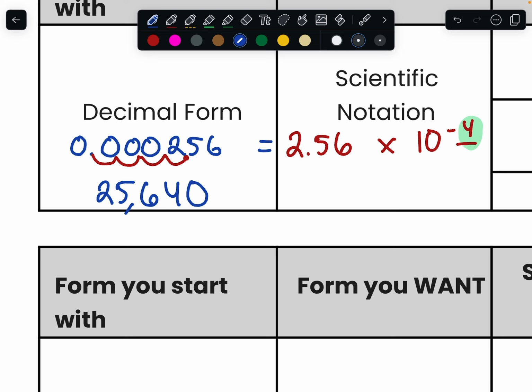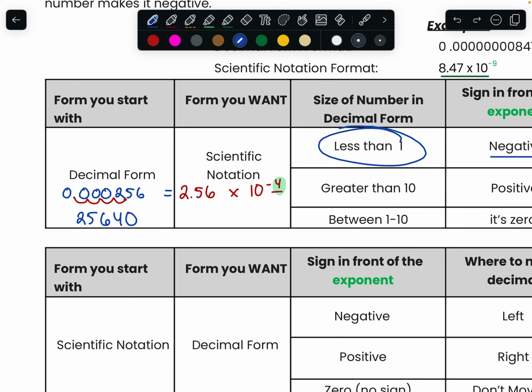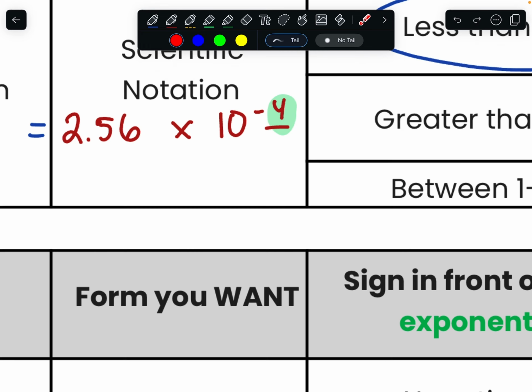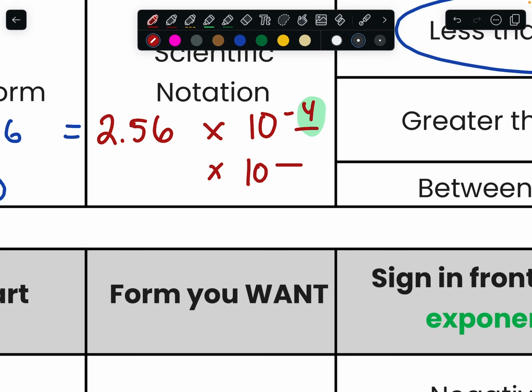25,640. What we're going to do is take our decimal. The first thing we're going to analyze using this chart is the size of the number in decimal form. Well, I see the size of the number is way greater than 10, which means that the exponent sign is going to end up being positive in this times 10 to the part in the scientific notation. So I'm going to have some sort of positive exponent, so I can figure that out right away.